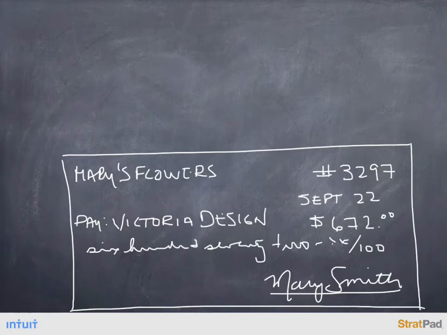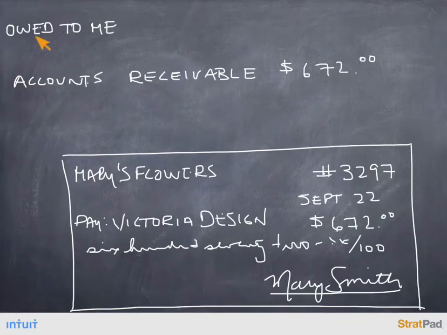Remember the lists we created last lesson? Let's take a look at one of them. The first list we created in last lesson was called Owed to Me. This is stuff that people like customers owe to us. And when customers owe us something, it's called accounts receivable. And you can see there we have $672 that we put in this accounts receivable list in the first lesson.